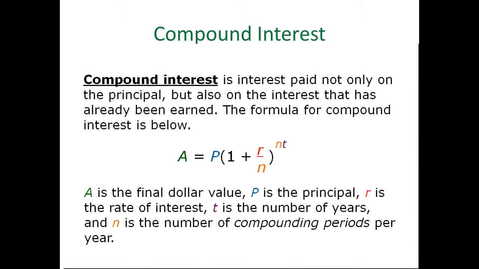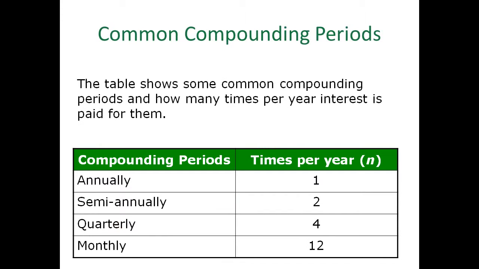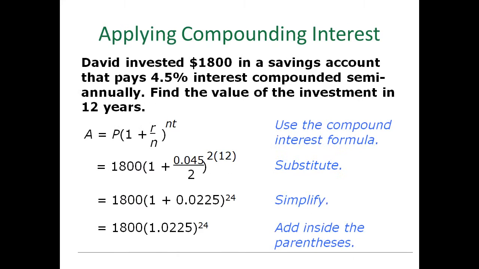The formula for compounded interest is below. A being the final dollar amount, or the total dollar amount. And as with the simple interest calculation, P stands for principal, R is the rate of interest, T is the number of years. And then we have N, which is a new value for compounding, because we need to know the number of compounding periods per year. Interest can be compounded in many ways. Some of the more common compounding periods are: annually, semi-annually or twice a year, quarterly, 4 times a year, monthly, 12 times a year. Interest can even be compounded daily, or 365 times a year.